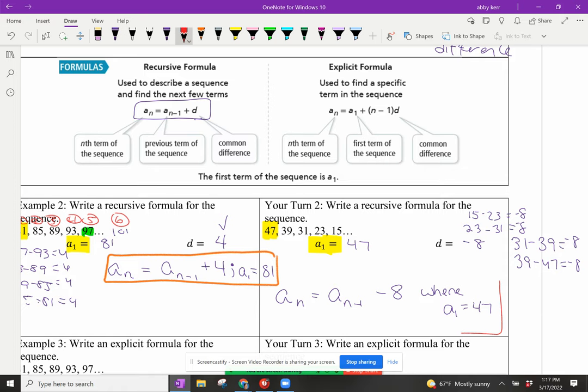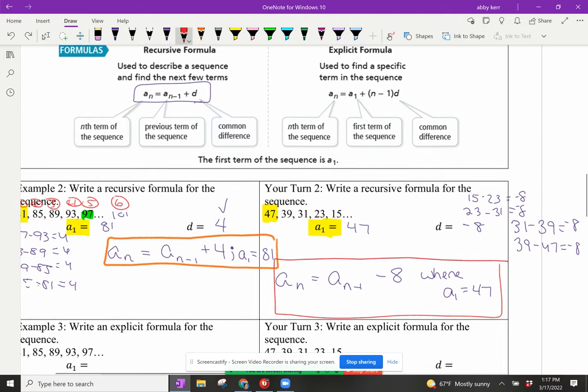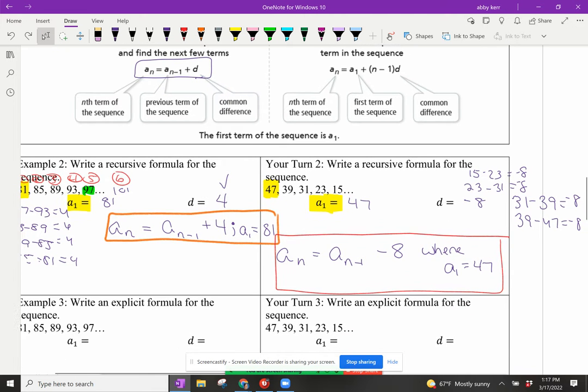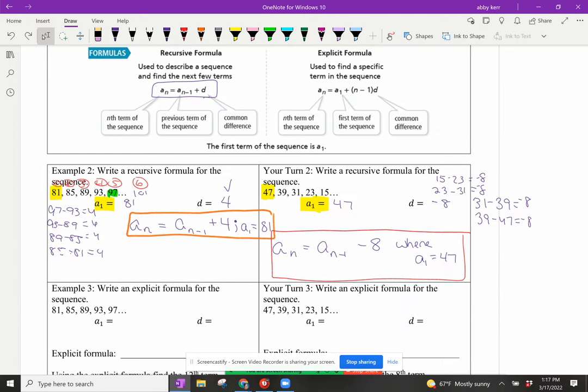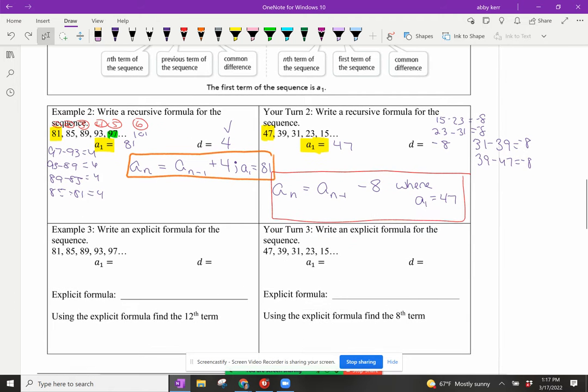Now notice in my first example, I wrote it with a semicolon, or I used the word where. That's fine either way, it doesn't matter. And now for the explicit, this is really helpful when we are trying to find a specific term in the sequence, the 12th term, 200th term, so on and so forth. Now, if you notice example 2 and example 3 are the same numbers, I did that on purpose. Our a sub 1 is going to be 81. We already found that. And we already found our difference, which was 4.